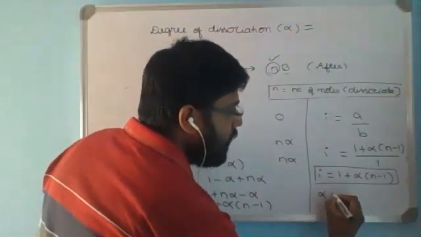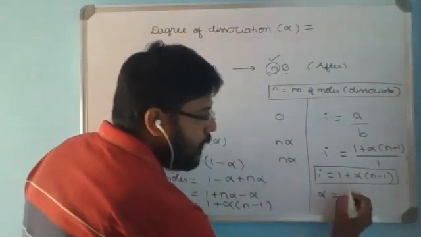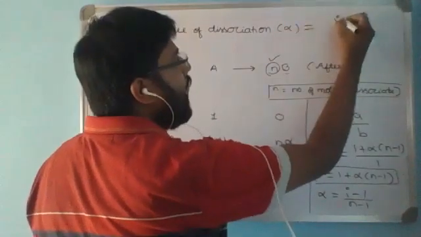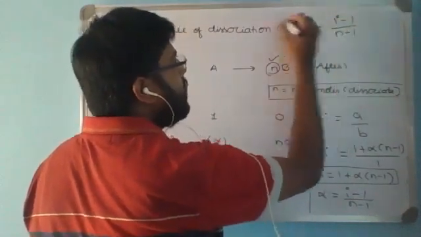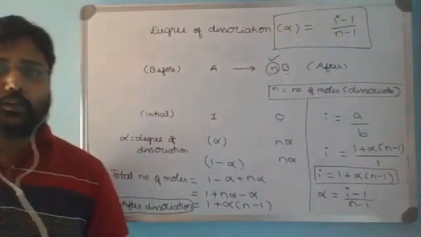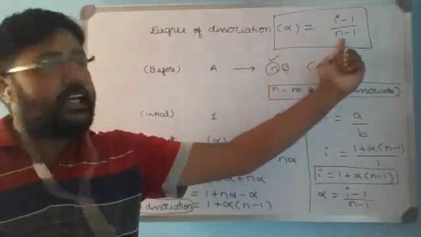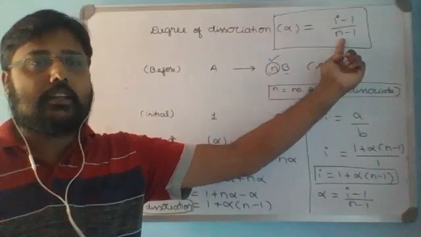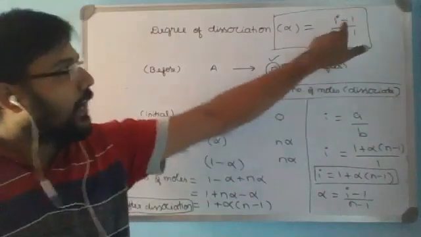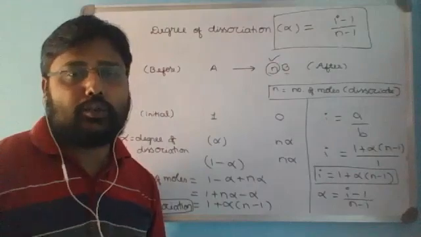So, the degree of dissociation alpha can be given as, so you rearrange this: alpha into n minus 1 is i minus 1, so alpha is i minus 1 divided by n minus 1. Hence, alpha equal to i minus 1 divided by n minus 1 is the formula used to calculate the degree of dissociation, where alpha represents degree of dissociation, n represents the number of particles which undergo dissociation, that is the dissociated number of particles, and i is the Van 't Hoff factor.